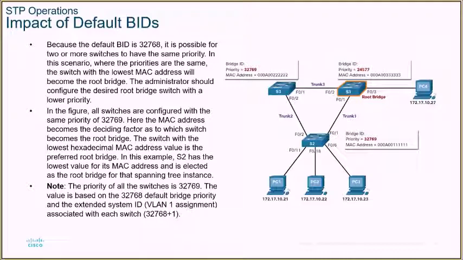In this example, S2 has the lowest value for its MAC address and is elected as the root bridge. Note, the priority of all switches is 32,769. The value is based on the bridge priority of 32,768, and of course you've got a default VLAN number of 1, and so that's why it ends up being 32,769.